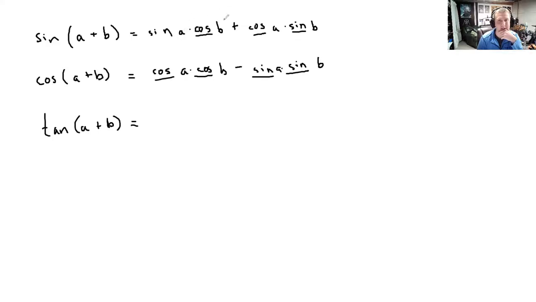So sine of A, cosine of B, cosine of A, sine of B; cosine of A, cosine of B, minus sine of A, sine of B. And that's the sum identities.